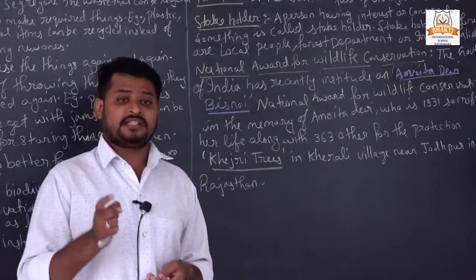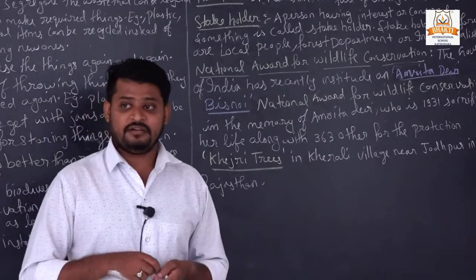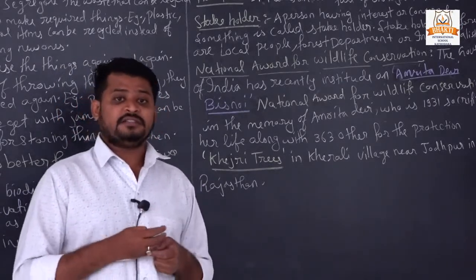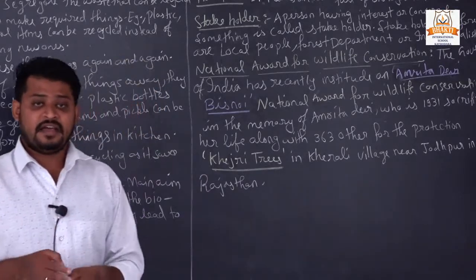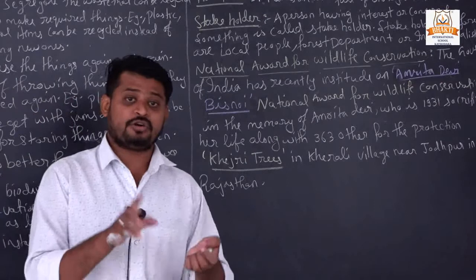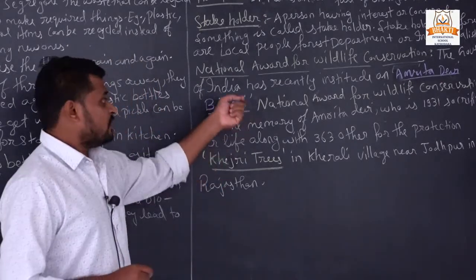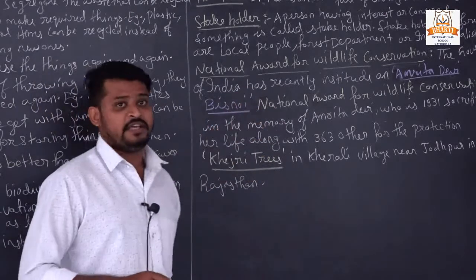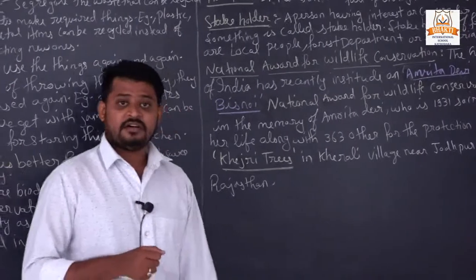Then the whole village came and held on to the trees, and the sepoys couldn't cut them, and went to the king and told him everything. Then the king ordered them to stop cutting the trees. This was the story of Amrita Devi, and for that the Indian government gave a national award for saving wildlife.